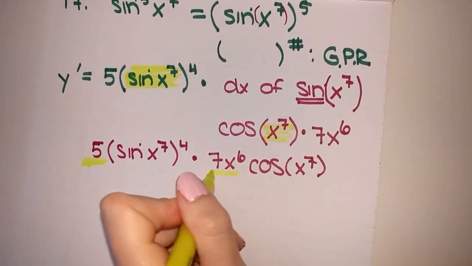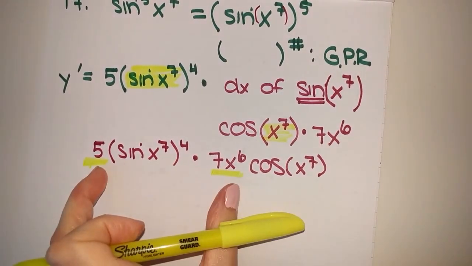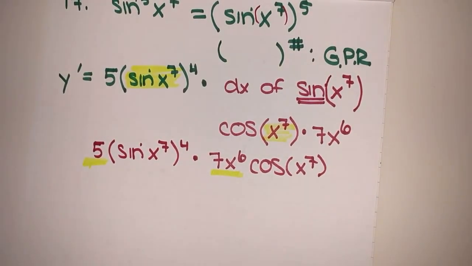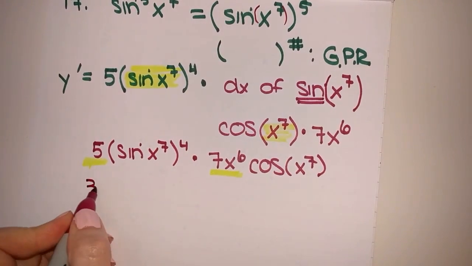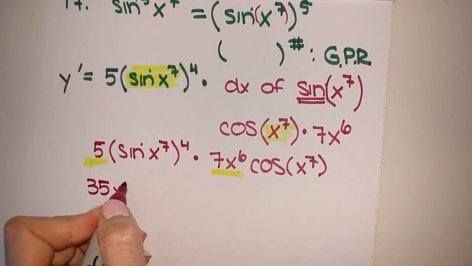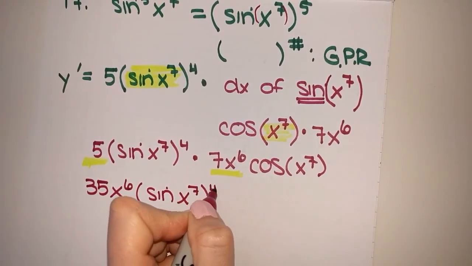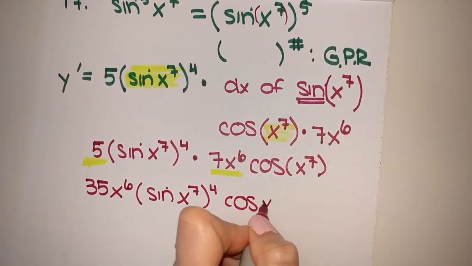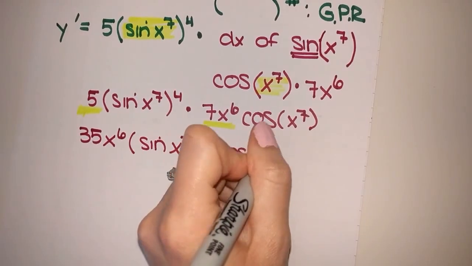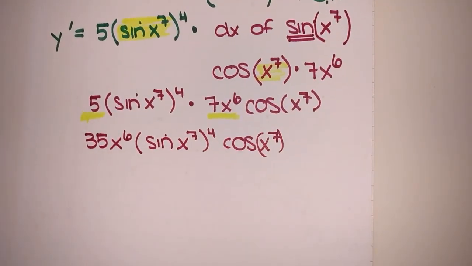So the 5 and the 7x to the 6th are not involved with trig, so they can be multiplied together, and that will give us 35x to the 6th, and then this sine x to the 7th to the 4th, cosine x to the 7th. And you can put parentheses around that if you would like to. Okay? So that would be your final answer for your derivative.